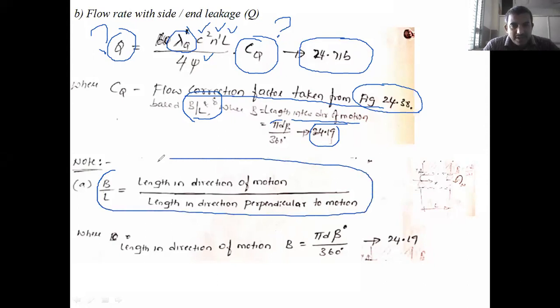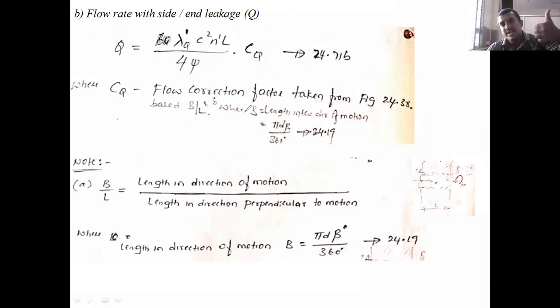If you remember, in the data handbook, when you refer to the corresponding figure number, below the figure itself the explanation is given. What is B by L? The length in the direction of motion to the length in the direction perpendicular to the motion. How to calculate the length in the direction of motion? It is pi d by 360 degrees into beta. For a full journal bearing, the length in the direction of motion is pi into d only, as beta 360 degrees and 360 degrees get cancelled. This is the way you calculate the oil flow rate, one without end leakage and one with end leakage. That completes step number 8.